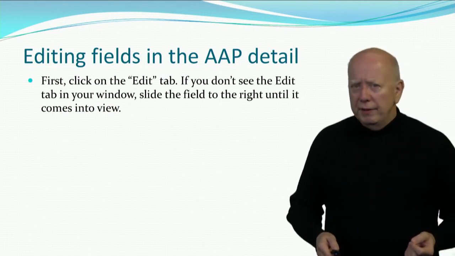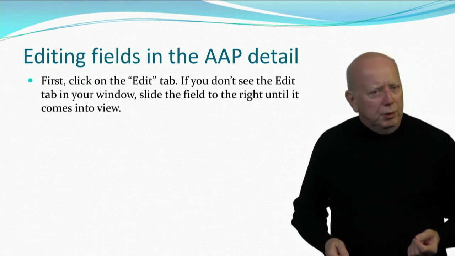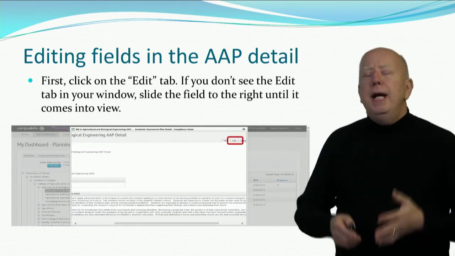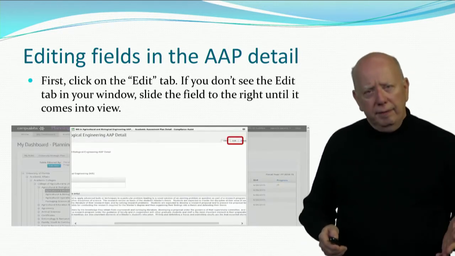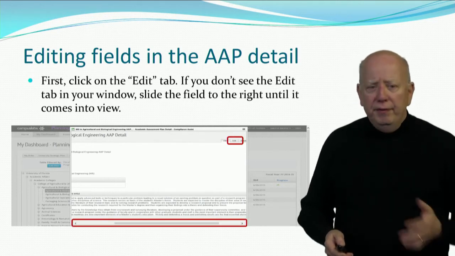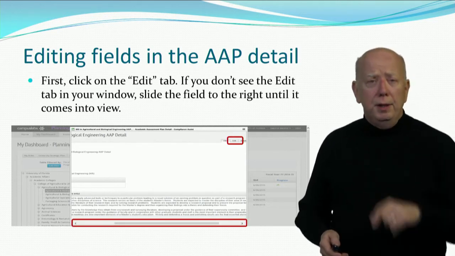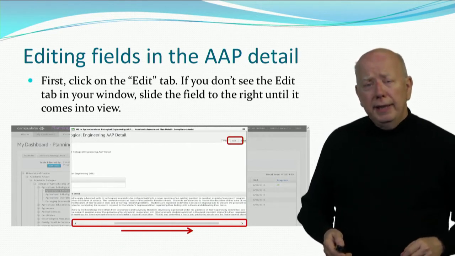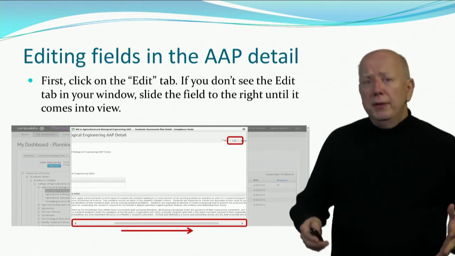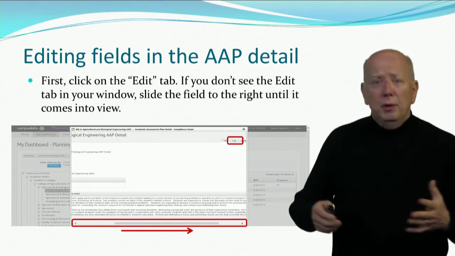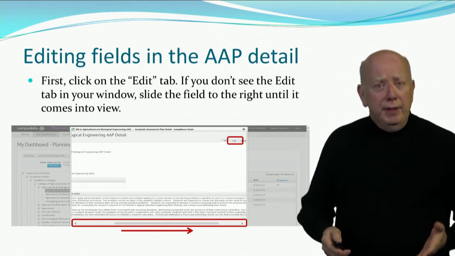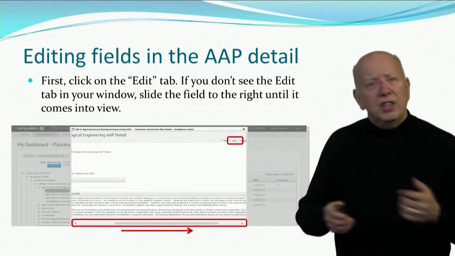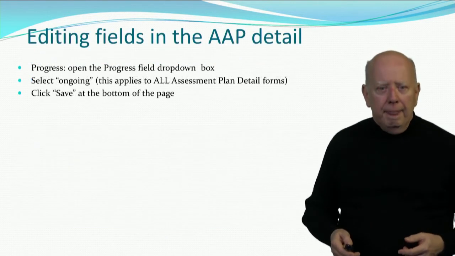Now, when you're editing fields in your academic assessment plan detail portion, first you have to click on the Edit tab. That will open up the edit field for you. If you don't see the tab in your window, there's a slider bar at the bottom, and you simply slide it to the right until you see the Edit tab come into view. It depends on the size of your computer monitor and the size of the window itself. Sometimes the Edit tab isn't immediately apparent, so just slide to the right and you'll find it.